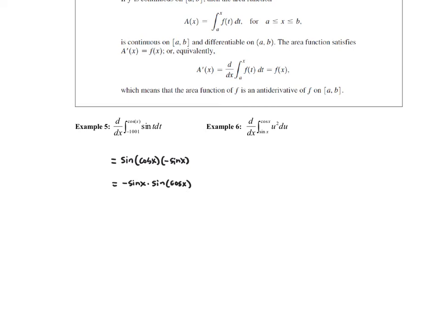Take a look at this example 6. This is going to be interesting as we've kind of flipped it on you a little bit. Now my dummy variable is a u, as well as I've got a function in the lower and the upper limit. So let's walk through this. Let's take the long way here, and then we'll talk through the shortcut if you've got a function on the upper and lower limit. I'm going to take the derivative with respect to x of the antiderivative of u squared, evaluated from sine x to cosine x. So that'd be u cubed over 3, evaluated from sine x to cosine x. And we'll generalize this.